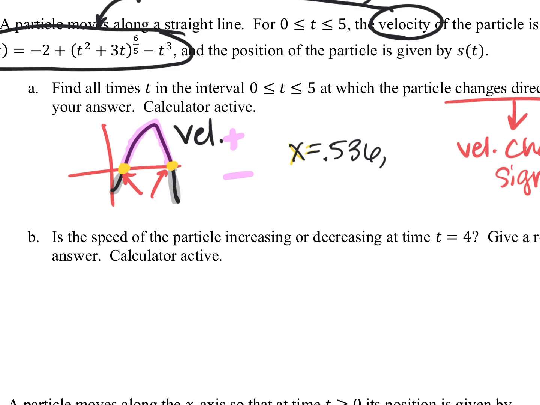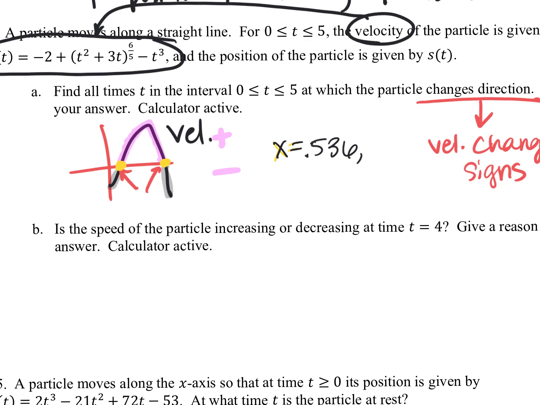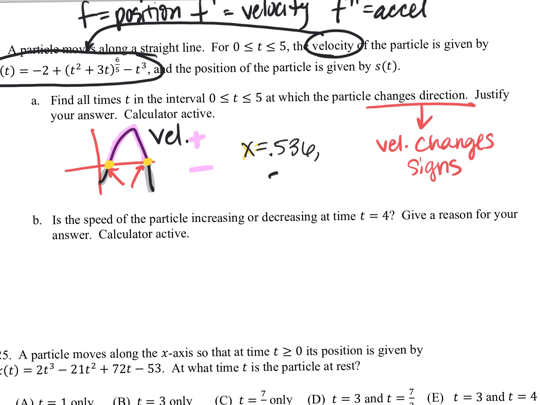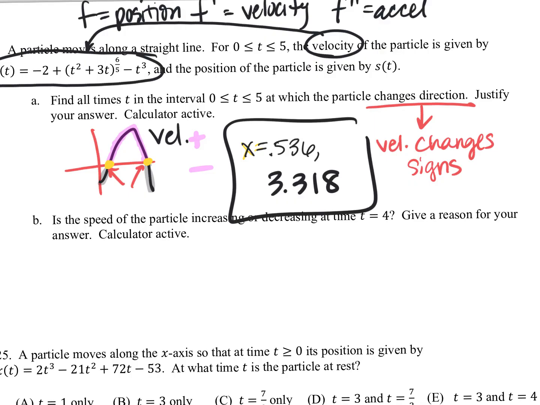Guys, we've got to go find the other 0, which is over here. We're going to do the same thing. Second trace, option 2 is 0. We got to move our cursor all the way back over now to get to the left of this 0 and get to the right of it. So I'm going to get to the left of it. I'm going to hit enter. I'm going to get to the right of it. I'm going to hit enter, and I'm just going to hit enter one more time for my guess. And I'm going to get 3.318.